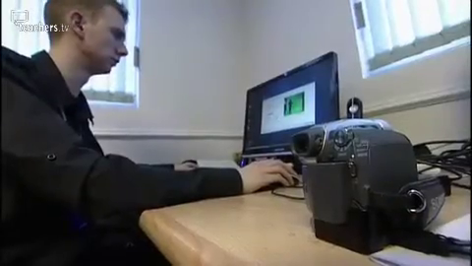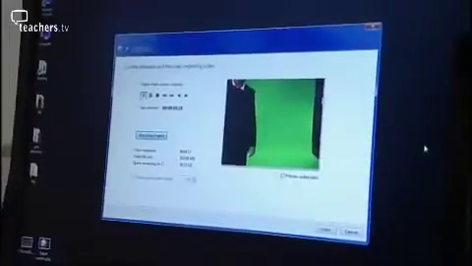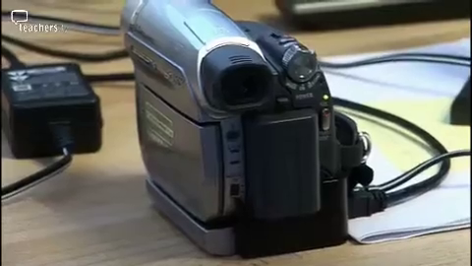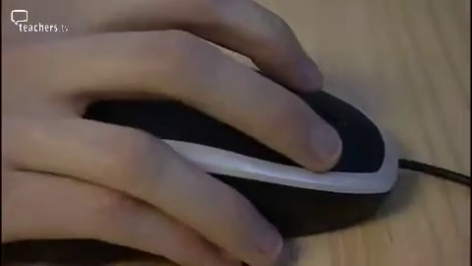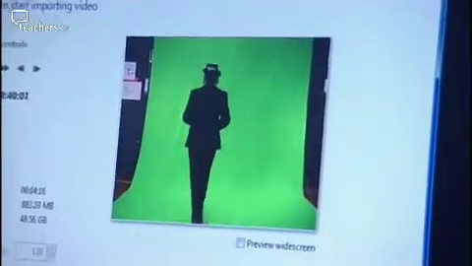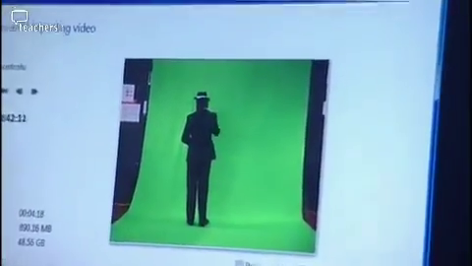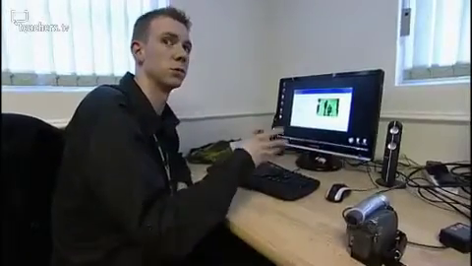The IT staff then help the pupils edit what they've shot. OK, what we're doing is we're capturing the footage we've just recorded. You click Start Import and it does it for you. But it captures at real time, so the time it took to record will be the same time it takes to capture to the computer.